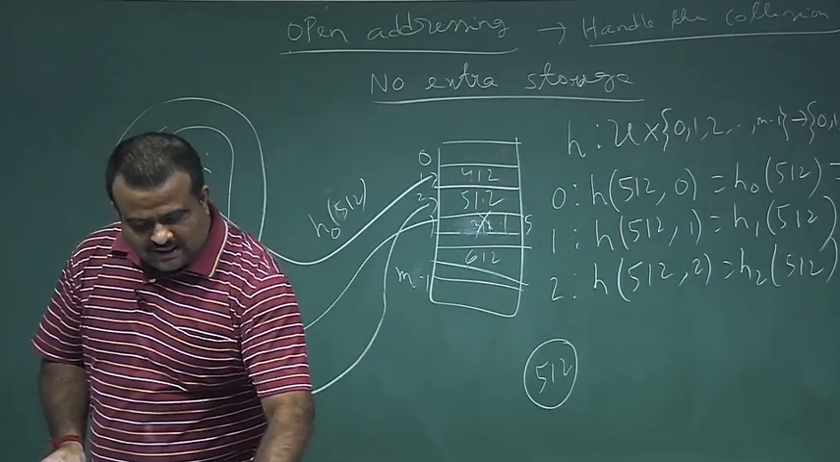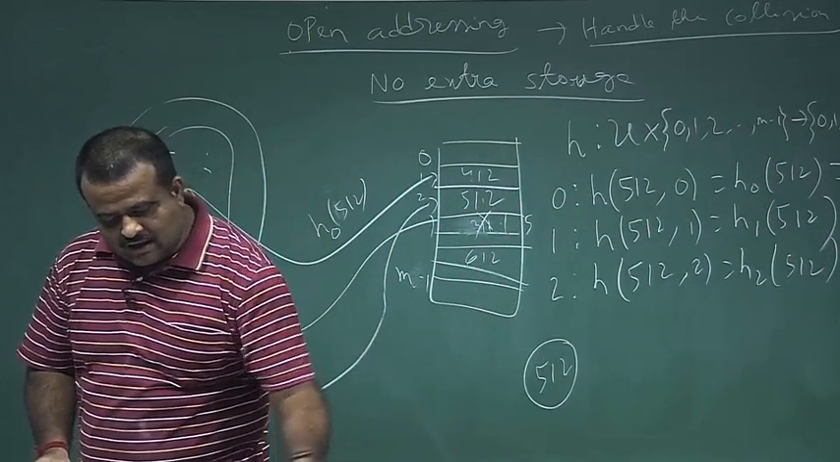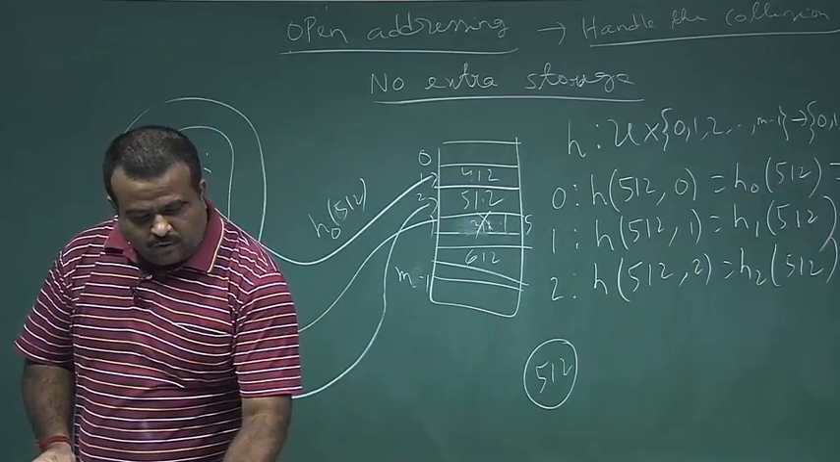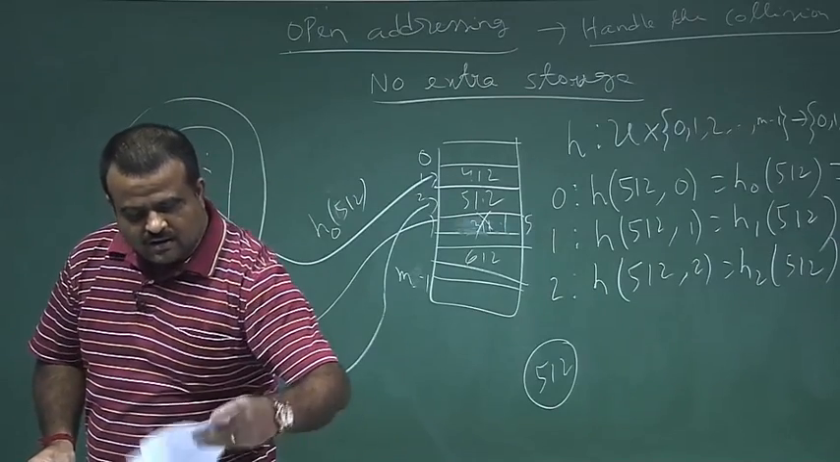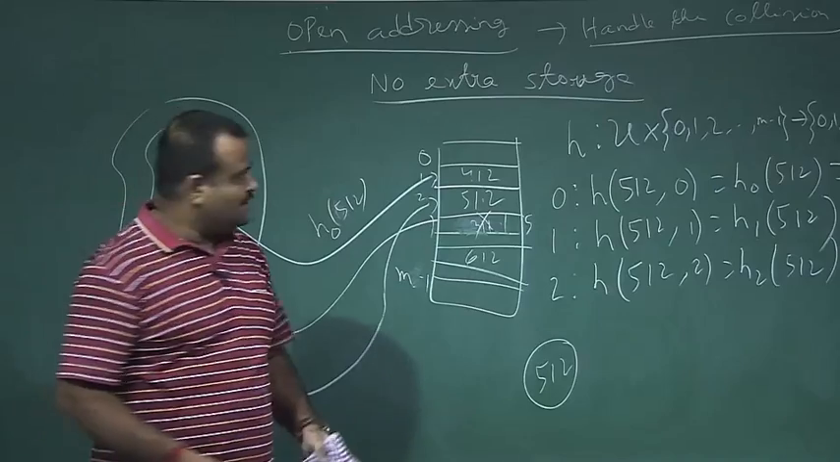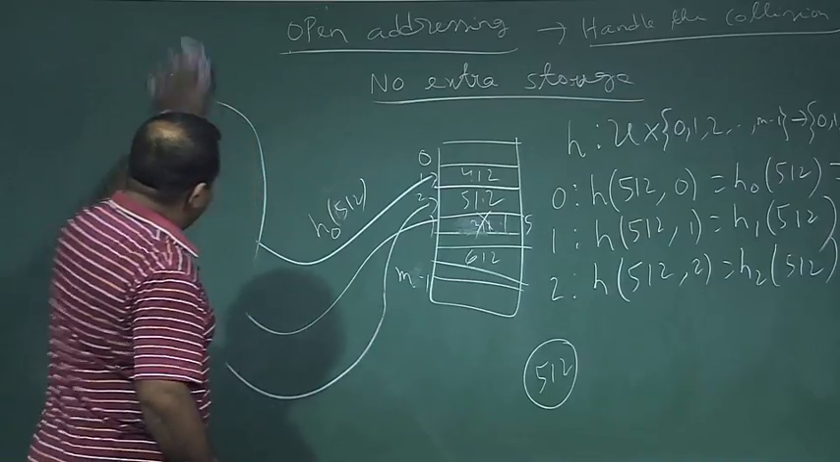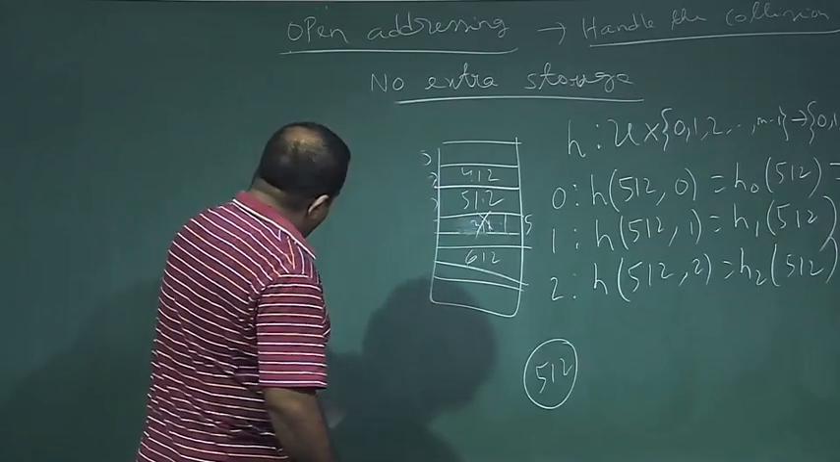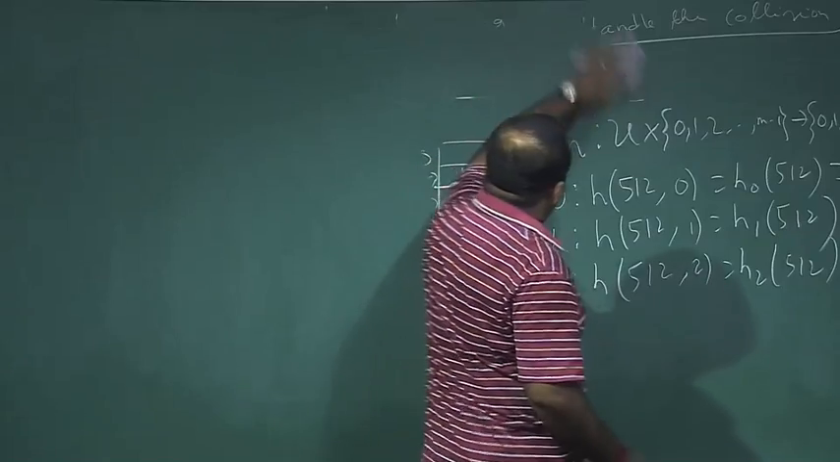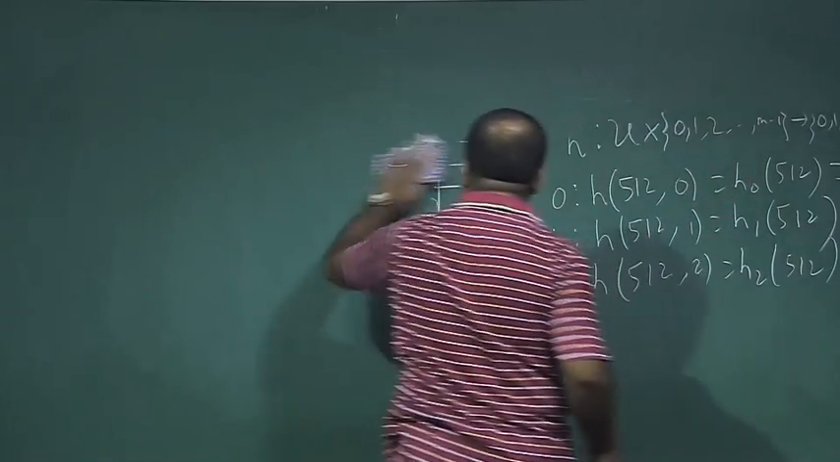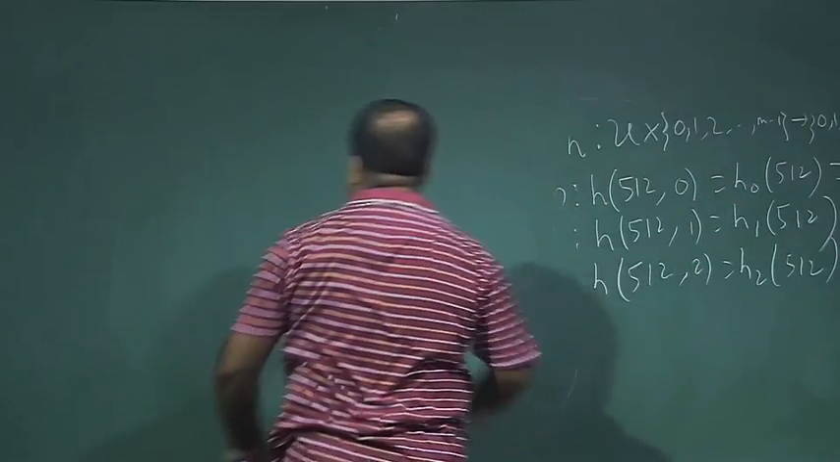Okay. Now let us analyze this probing strategy, the open addressing strategy, and then we will take some examples of probing. The first example is linear probing.